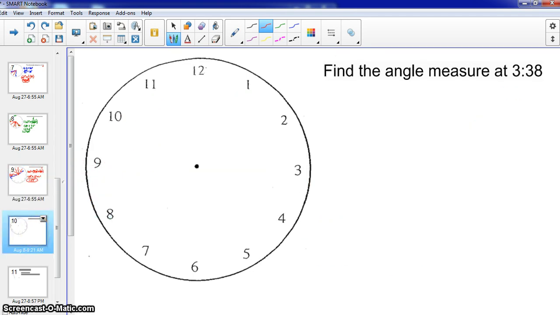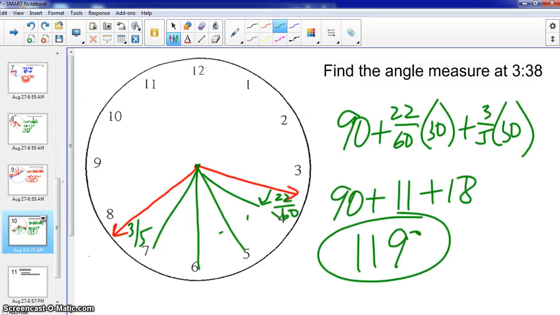Once you pause the video and find the angle at 3:38. At 3:38, we find that there are three 30-degree sections, which gives us 90. The hour hand has 22 minutes to go until it gets to the 4 o'clock. So we have 22 over 60. And then the minute hand has traveled 36, 37, 38, so 3/5 of the way, which gives us a total angle of 119 degrees.